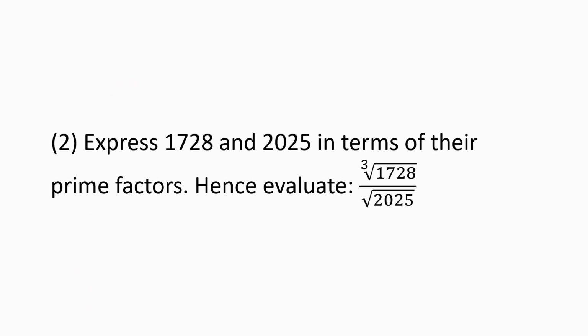Question 2. Express 1,728 and 2,025 in terms of their prime factors. Hence evaluate the cube root of 1728 over 2025. So the first step, we are supposed to factorize 1728 and 2025, and we factorize by dividing the number starting from the least divisor.